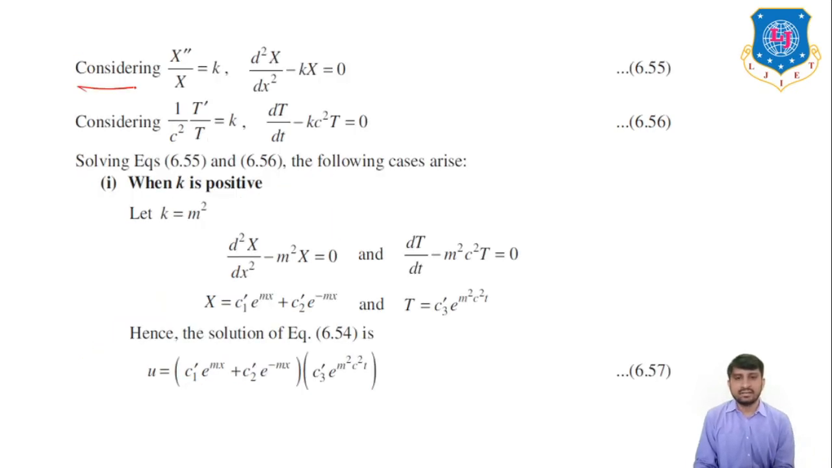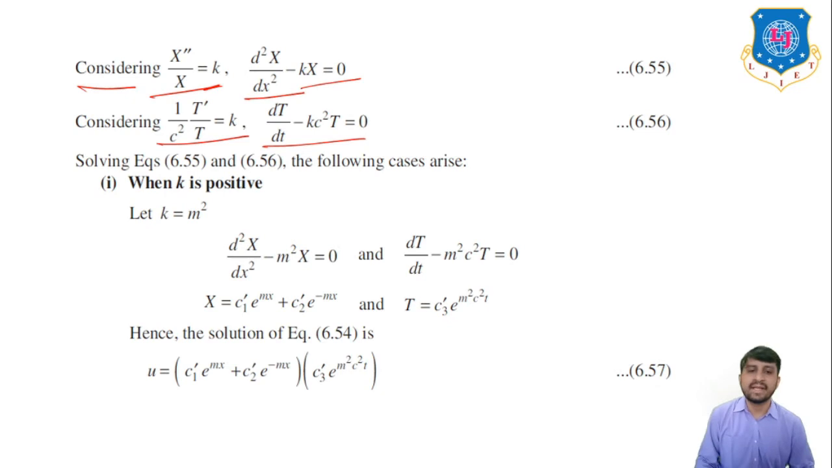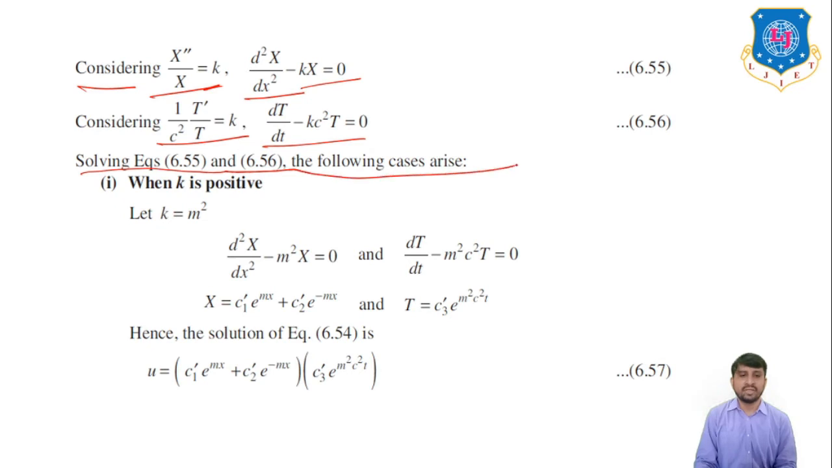Now considering X double dash upon X equal to k, so d square X by dx square minus kX is equal to 0. And 1 upon c square T dash by T equal to k, so dT by dt minus k c square T is equal to 0. So solving equations 6.55 and 6.56, the following cases arise.